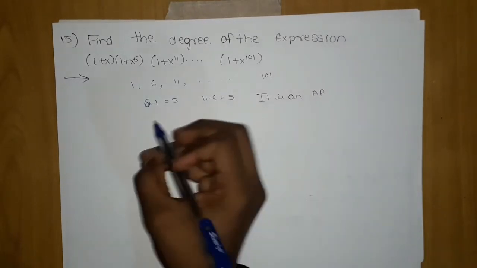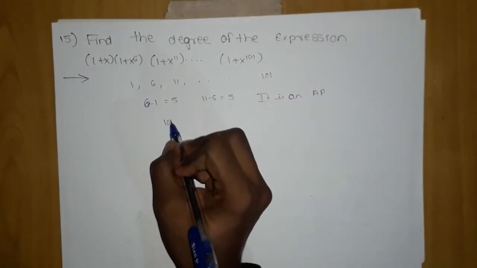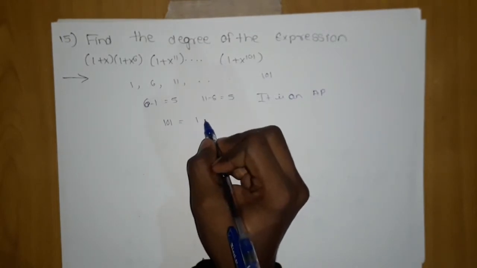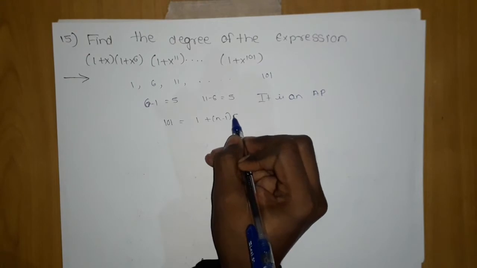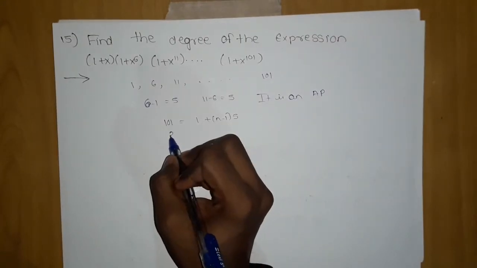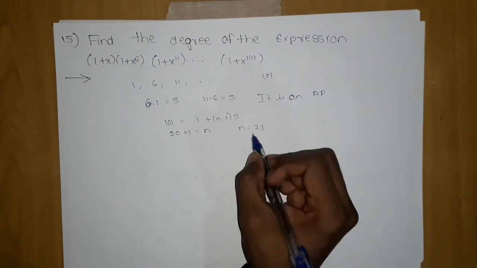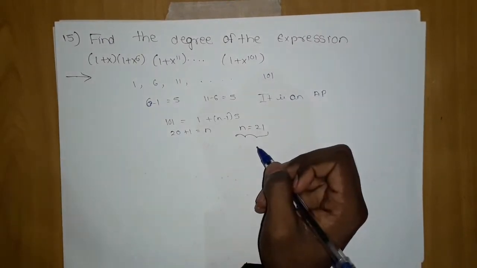Now can I find the number of terms? Yes, easily. 101 is my last term, and the first is 1. So 1 plus (n minus 1) into d, where d is 5, gives me 100 by 5, which is 20. 20 plus 1 is equal to n, so I get n equal to 21. So the number of terms is n equal to 21.